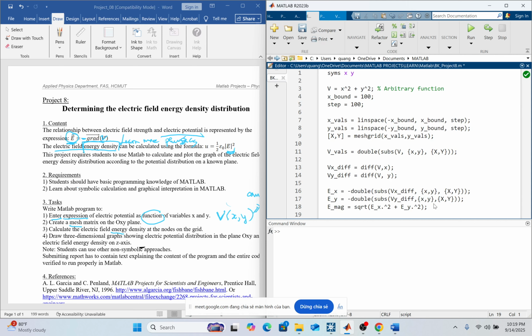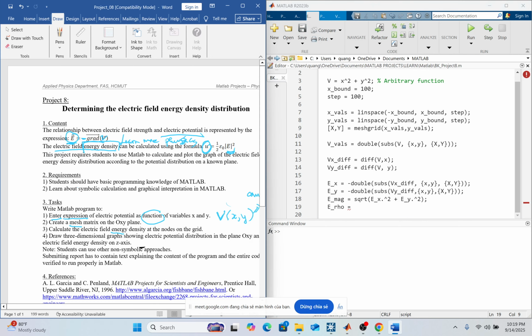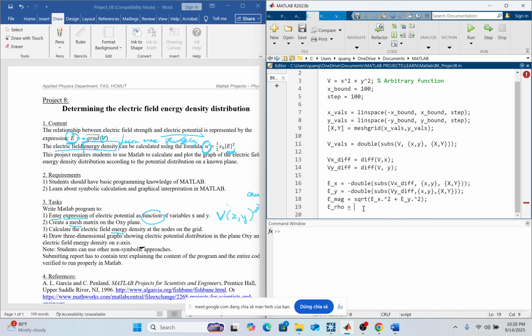Okay. We got the E magnitude, then we can compute the E rho. Rho is the density, and the U here means the energy density. So I'll call it E rho, and I'll follow the paper. It says E0 divided by 2 multiplied by the Emax. And again, I'll have to raise the Emax to the power of 2 and perform element-wise multiplication. That is the E rho.